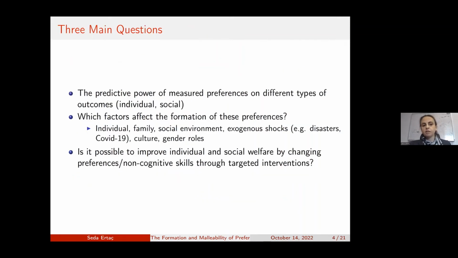So the chapter and also this presentation will revolve around three main questions. The first is, what is the predictive power of measured preferences on different types of outcomes, individual and social? Second, given that preferences predict outcomes in a wide variety of domains, what factors affect the formation of these preferences? And I think these factors can be grouped as individual, family, social environment, exogenous shocks, disasters, COVID-19, culture, gender roles. And third, is it possible to improve individual and social welfare by changing preferences and non-cognitive skills through interventions?